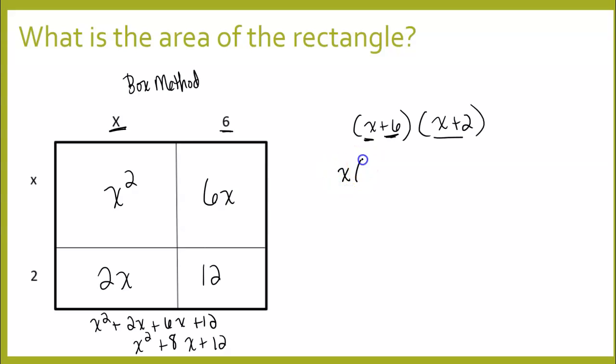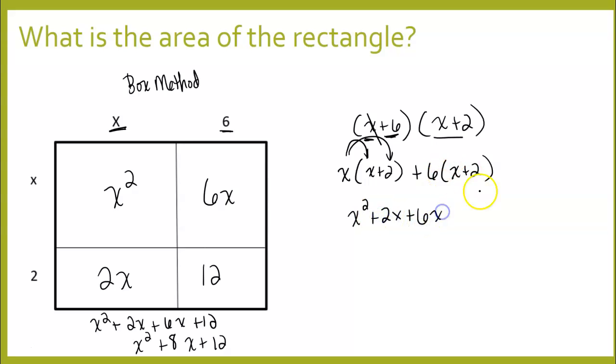We're multiplying x times x plus 2. That takes care of that one. But we also have a 6 times x plus 2. Now we're going to distribute. X times x is x squared, not 2x. We're not adding. X times 2 is 2x. 6 times x is 6x. And 6 times 2 is 12. We combine our like terms, so it's x squared plus 8x plus 12.